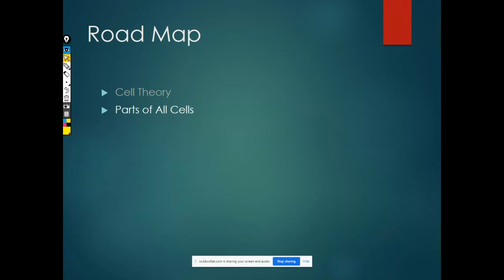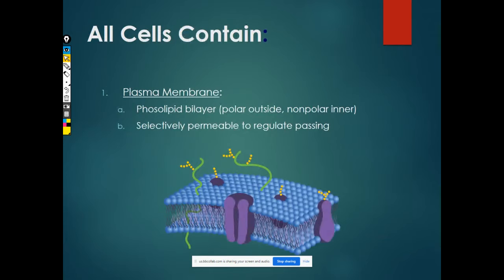Okay, and again, we've talked about this a little bit before. So we have some base footing here. Basically we're going to take the things that we know and add to that or expand upon that. So here's the thing we know. We know that all cells have a plasma membrane.